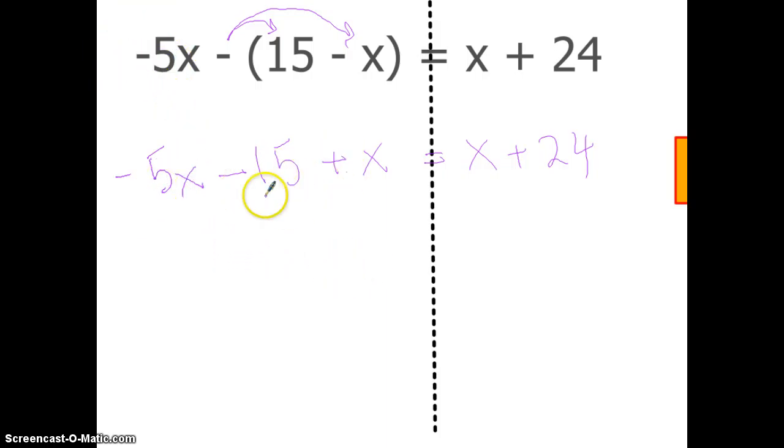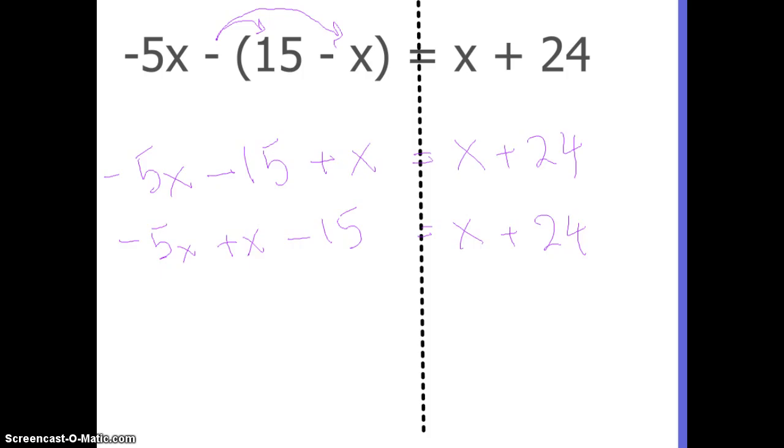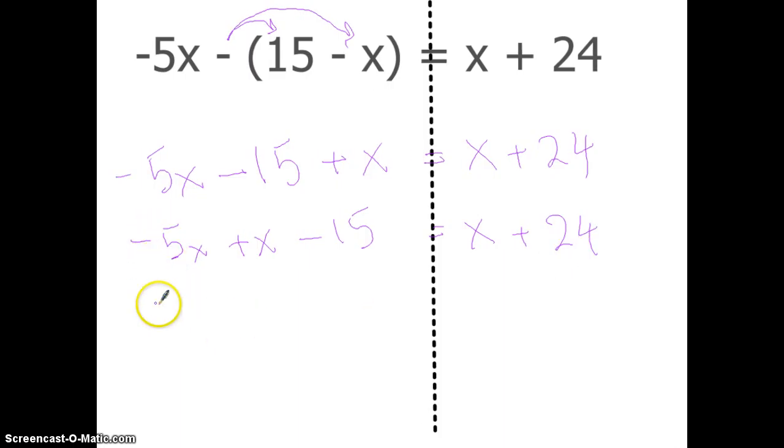And now I'm going to combine my like terms. First, I'm going to commute these two so that I can see that they're touching each other. So negative 5x I'm going to leave alone, but I'm going to bring that positive x over here next to it, minus 15. There's the equal sign, and it should be x plus 24. Okay, so these two I can add together. I've got negative 5x's, so that's negative x, negative x, negative x, negative x, negative x, and one positive x.